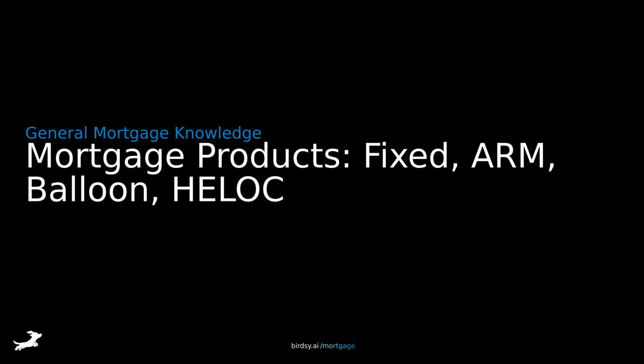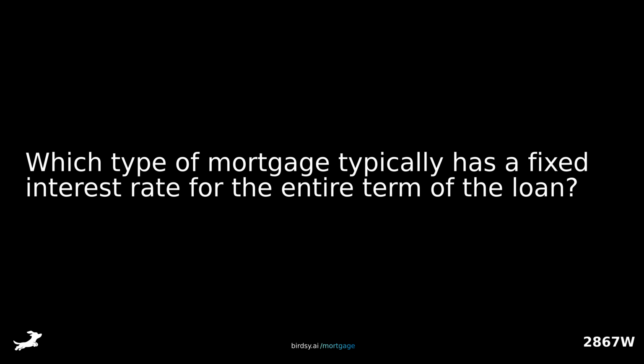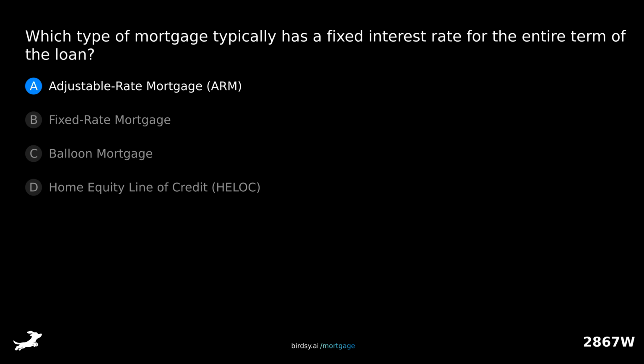Mortgage products: fixed, ARM, balloon, HELOC. Which type of mortgage typically has a fixed interest rate for the entire term of the loan? Is it A, adjustable rate mortgage, B, fixed rate mortgage, C, balloon mortgage, or D, home equity line of credit?